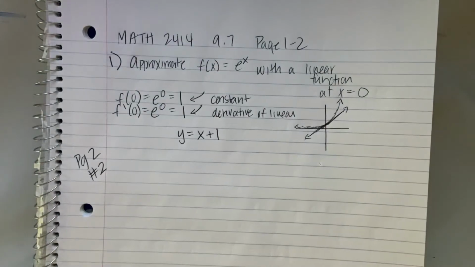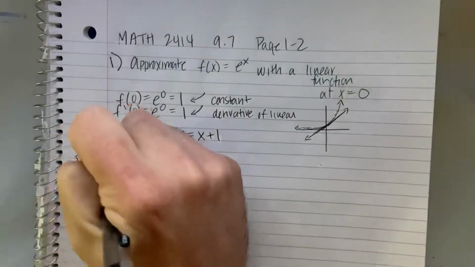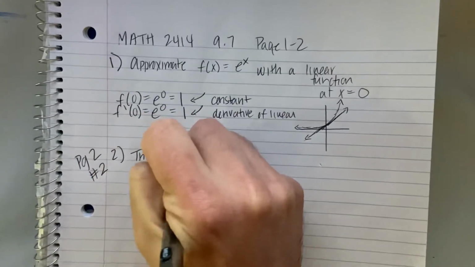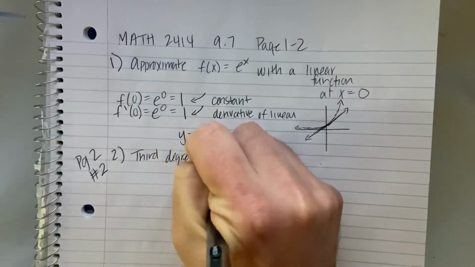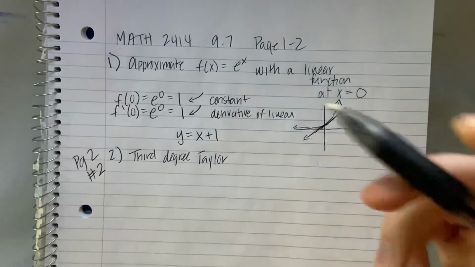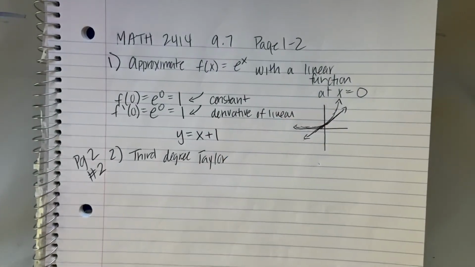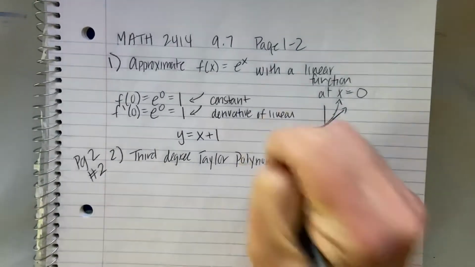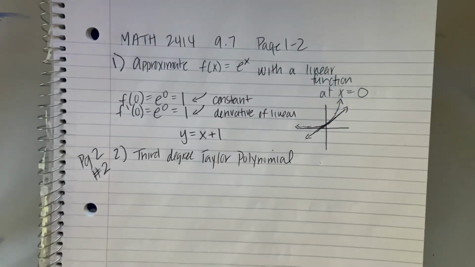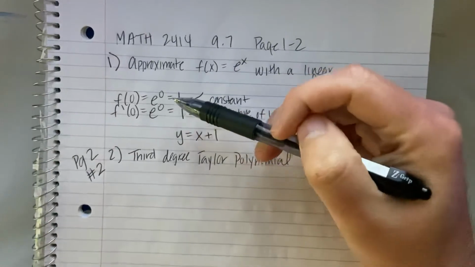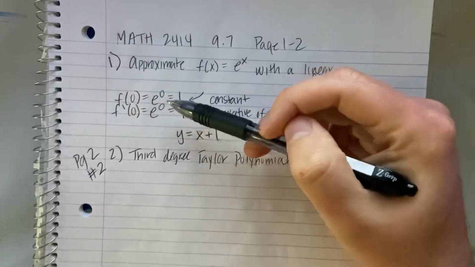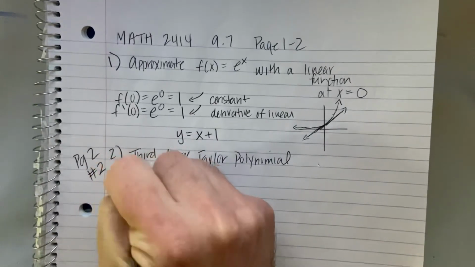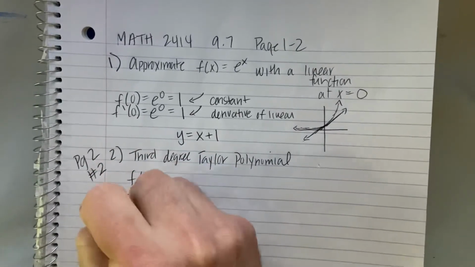Now, instead of approximating e to the x, we want to find the third degree Taylor polynomial. And that other one was the first degree because it was linear. Third degree will have 4 terms of the same thing, e to the x at x equals 0. So instead of just the first and the first, or plugging into the original and the first derivative, we have to go all the way down to the second and the third derivative.